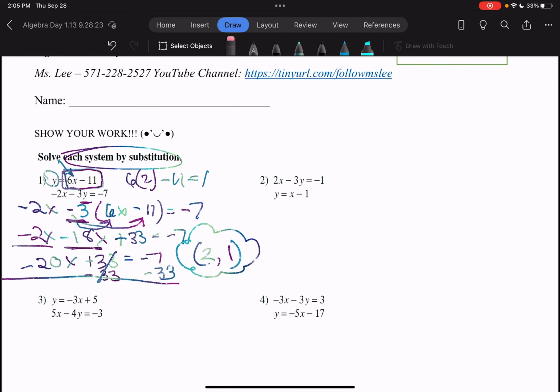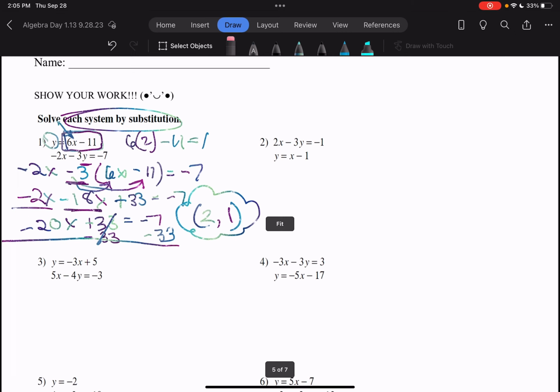So in number 2, we're really lucky in that this is already solved with y equals for us right here, right? We already have that there. So I'm going to take this whole piece and plug it in wherever I see y in the other equation. And so let's rewrite this as 2x minus 3 times (x minus 1) equals negative 1.